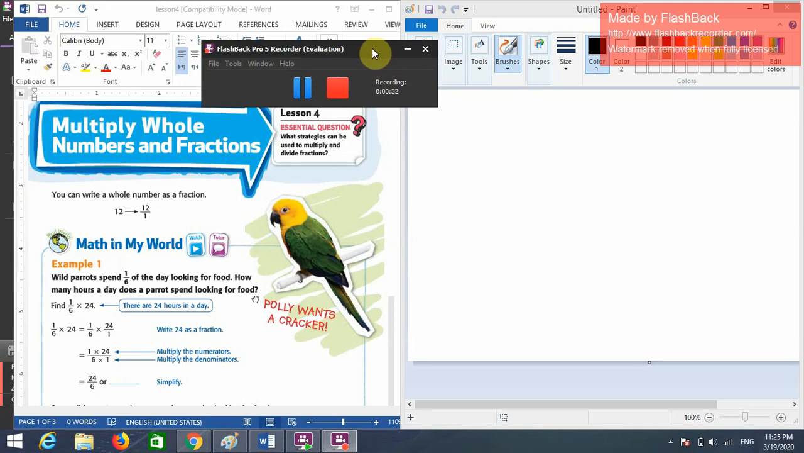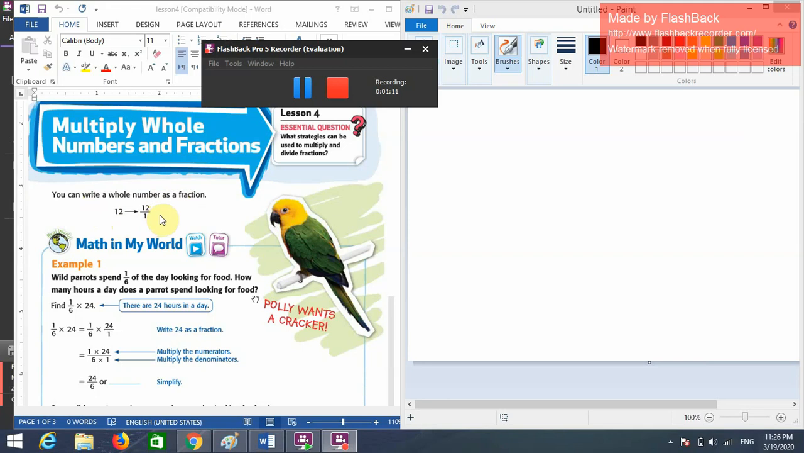Multiply whole numbers and fractions. First, I will multiply whole and fraction. So, how can I multiply whole and fraction, Ms. Doaa? First, we have important information. You can write any whole as a fraction. For example, if I have 12, I can write 12 as a fraction, of course. Any whole, what is the denominator? It is 1. So if I want to write 12 as a fraction, I will write 12 over 1.